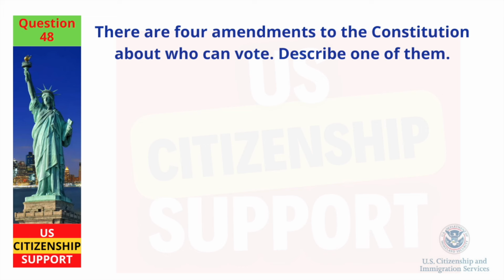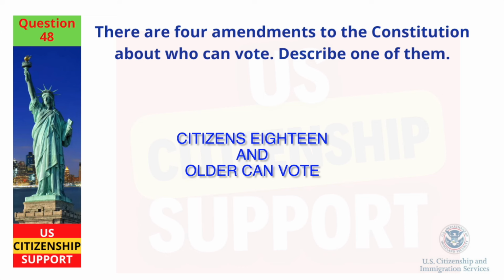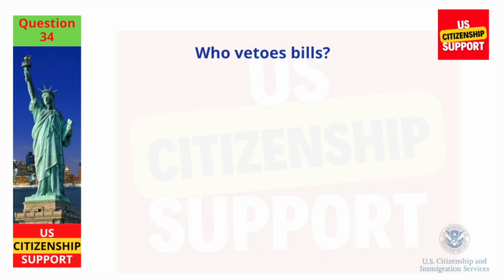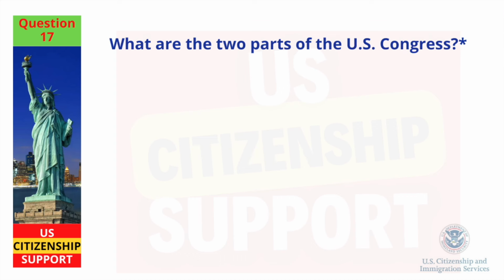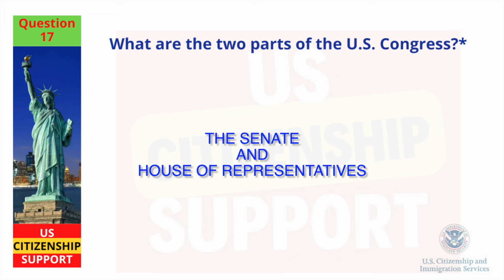There are four amendments to the Constitution about who can vote. Describe one of them. Citizens 18 and older can vote. Who vetoes bills? The President. What are the two parts of the U.S. Congress? The Senate and House of Representatives.